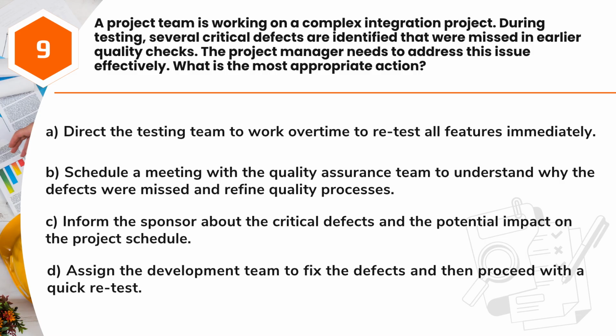A. Direct the testing team to work overtime to retest all features immediately. B. Schedule a meeting with the quality assurance team to understand why the defects were missed and refine quality processes. C. Inform the sponsor about the critical defects and the potential impact on the project schedule. D. Assign the development team to fix the defects and then proceed with a quick retest.